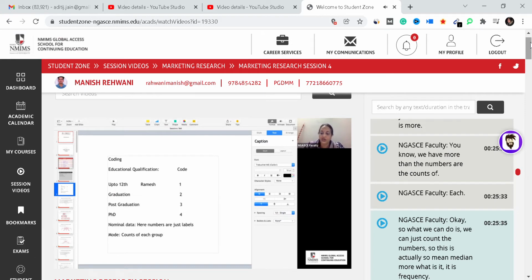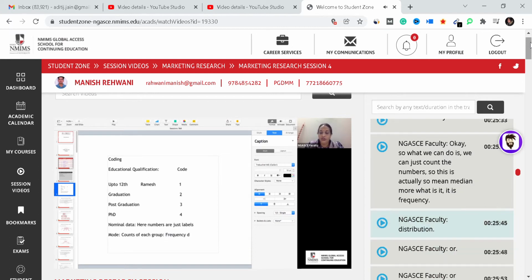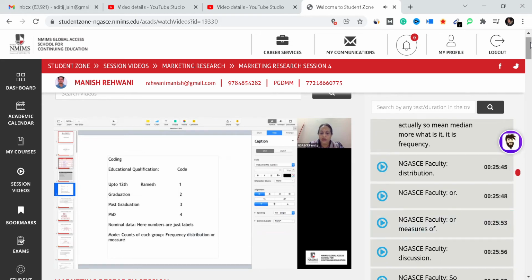So mean, median, mode, what is it? It is frequency distribution or measures of dispersion.